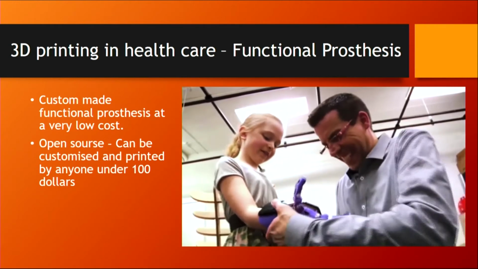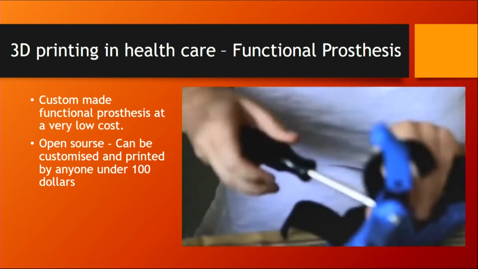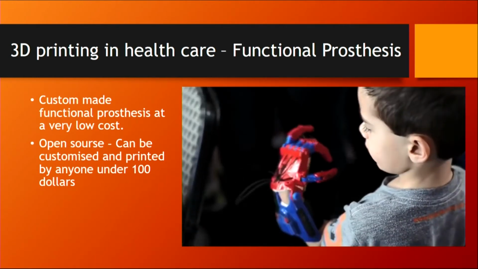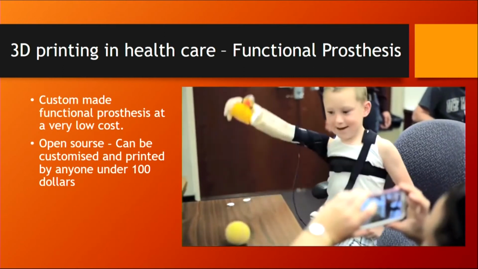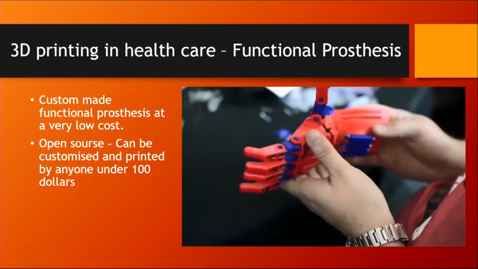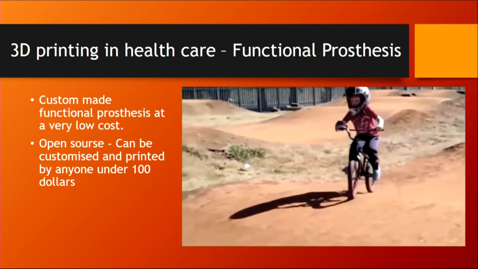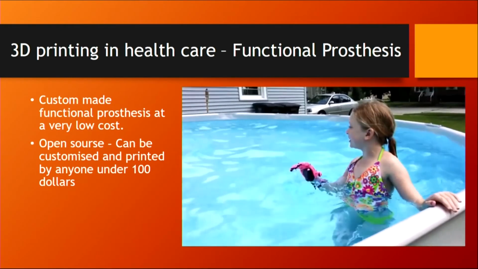This is made as an open source project where you are able to make functional prostheses for under $100. Anyone can download these files and print them. And they are making a lot of difference in the world of small children who have amputated limbs. And these are functional prostheses.